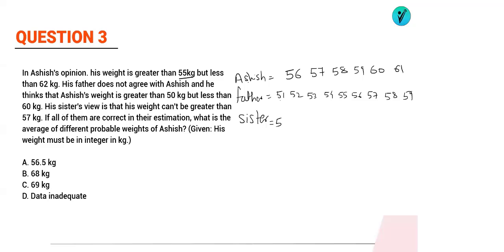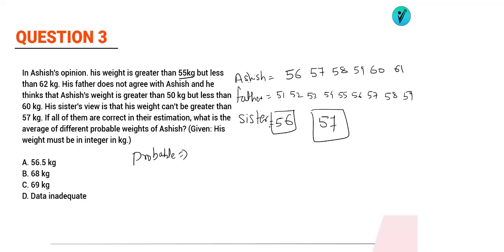56, 55, 54. But as Ashish says that it's not 55 or 54, that means as per the sister, it can be only 56, or it can be 55 or 57, right? Because she is saying that it cannot be greater than 57. That means it can be 56 or it can be 57. It can be 55 also, but as per Ashish, 55 is not possible. So what are the probable weights?